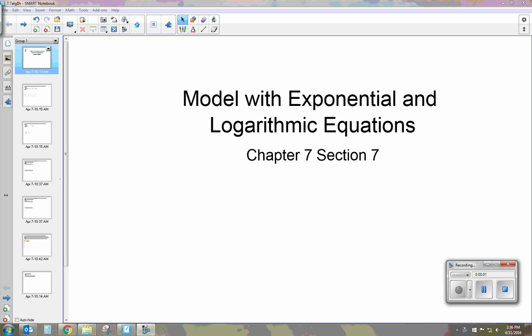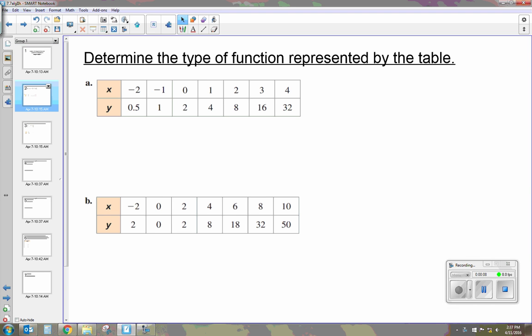Today I'm going to be talking about modeling with exponential and logarithmic equations, Chapter 7, Section 7. So first off, we need to determine the type of function represented by the table. We have a table of values, and if you remember, we're going to find a pattern of the y values, either the differences or if it's multiplication or division.